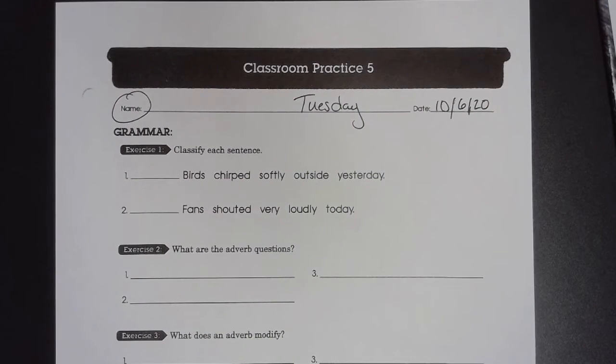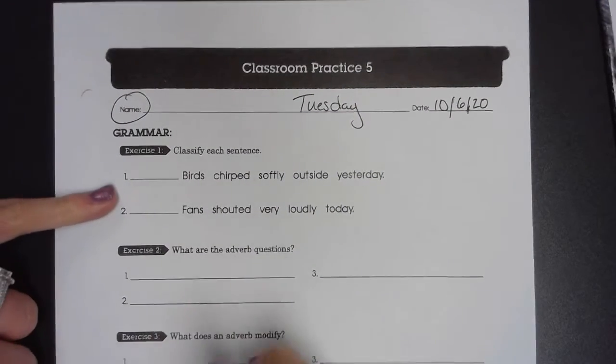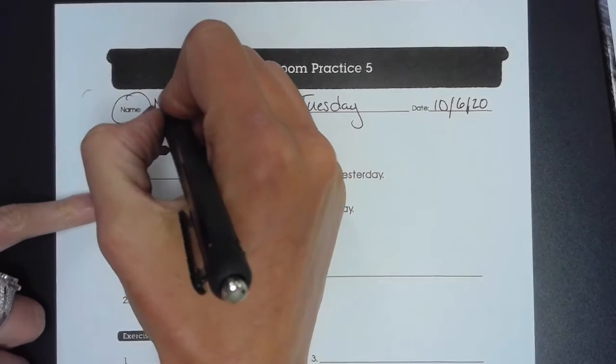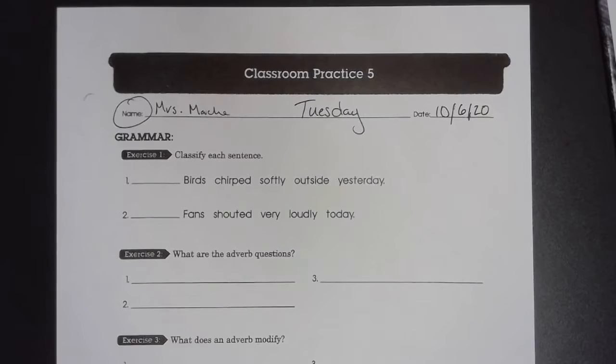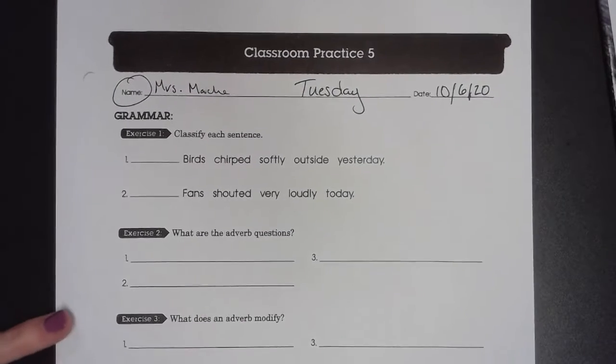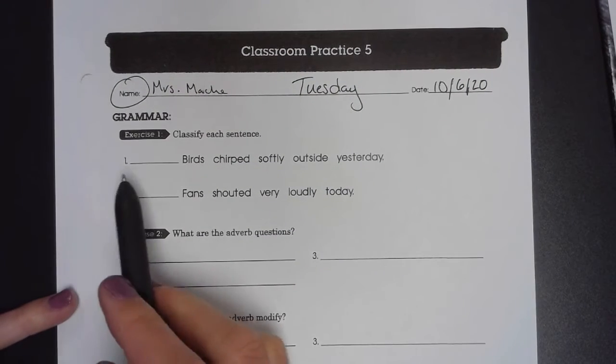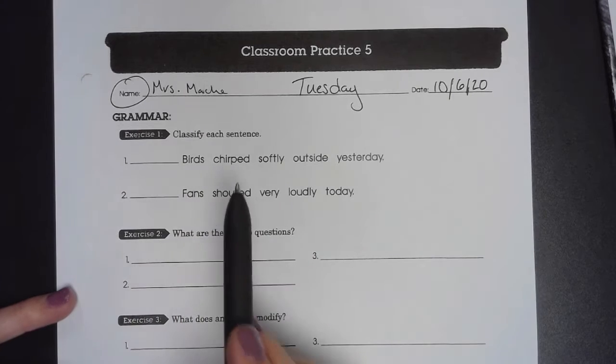We'll start Classroom Practice 5 with classifying some sentences. But first things first, double tap your name, make sure it's up there. Let's do these first two together. Exercise 1, classify each sentence.